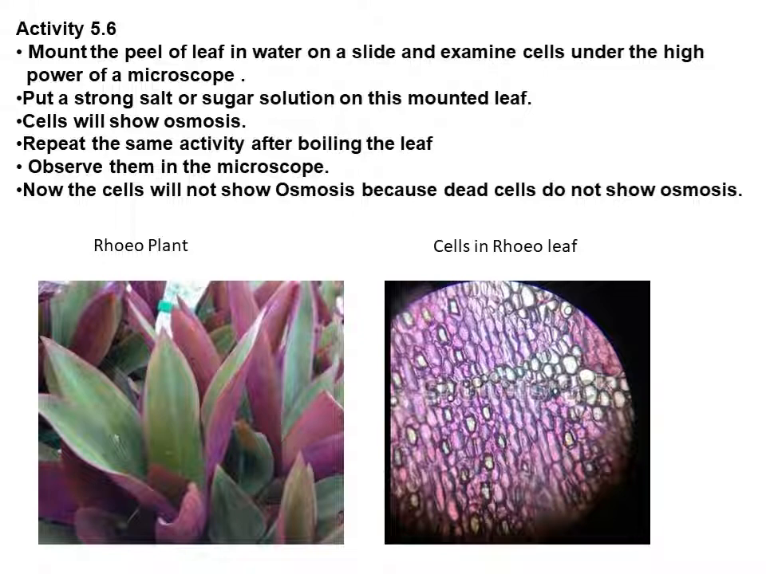Now what is being done in this activity is that first the Rheo cells are tested under a salt or sugar solution, and they show osmosis at that time. But when the same activity is repeated after boiling the leaf, the cells fail to show osmosis because dead cells do not show osmosis. So this phenomenon of osmosis can be observed only in living cells. Dead cells do not show this process.